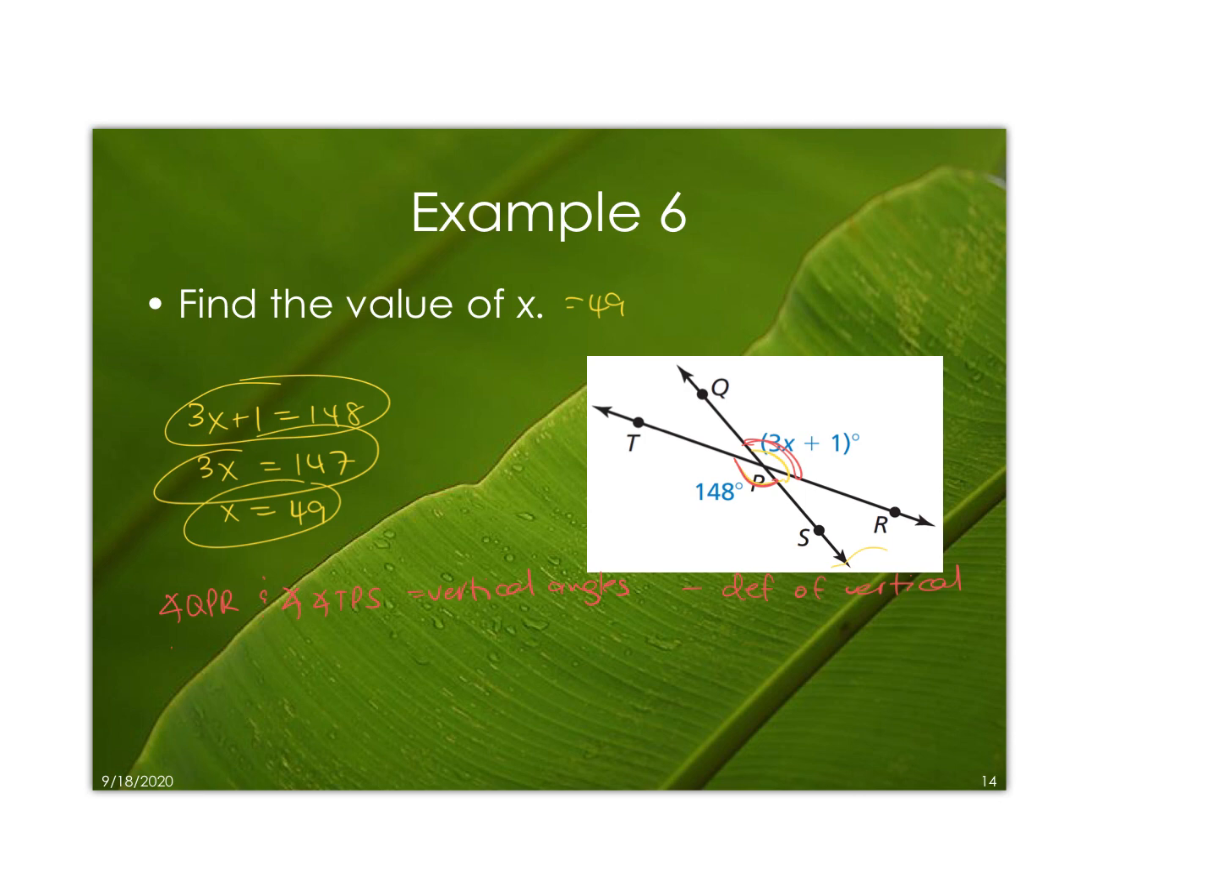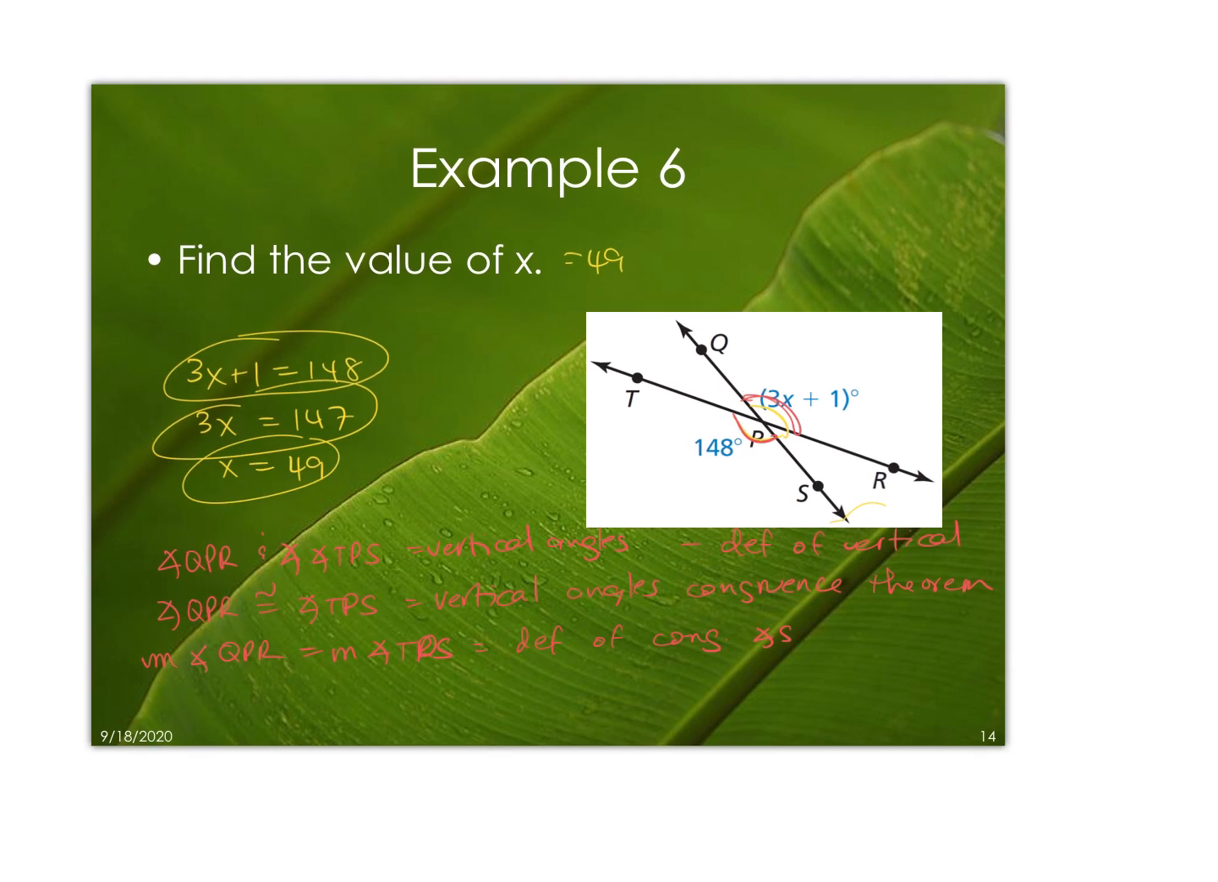Then, if they're vertical angles, I know that angle QPR is going to be congruent to angle TPS. How do I know they're congruent? Because of the vertical angles congruence theorem. That tells me that vertical angles are congruent. Okay? And if I know that they're congruent, I know that the measure of angle QPR is going to equal the measure of angle TPS. I know that because of the definition of congruent angles.